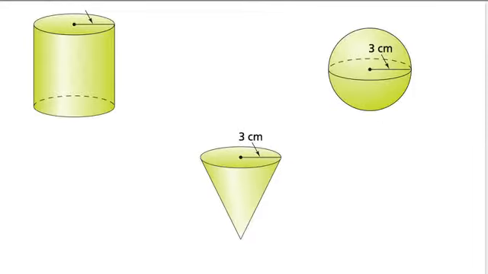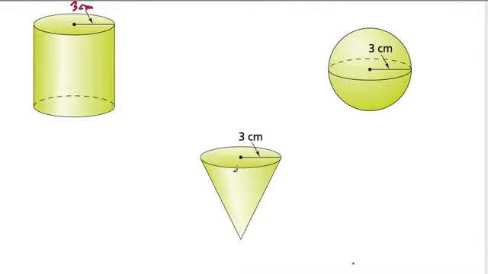In this video, we're finding the volume of these three shapes and then comparing their volumes. So I think we should say that first of all, they all have the same radius, and the height of the cone is 6 centimeters, and so is it on the cylinder.